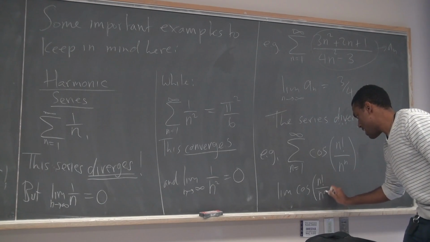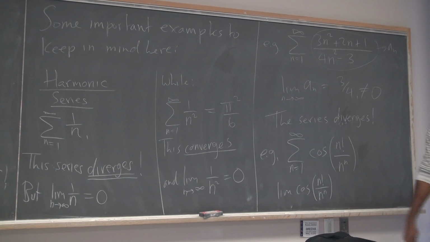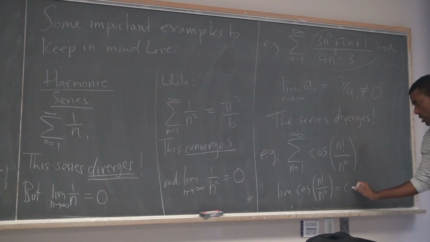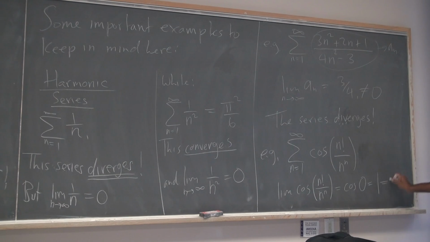Last time we learned that n to the n overwhelms n factorial overwhelmingly, right? So if we're going to infinity, what happens? The denominator will overwhelm the numerator so that it's going to go to 0. Cosine of 0 is 1. Not equals 0. Divergence. Right? Applying the test for divergence, it's a one-liner, right?